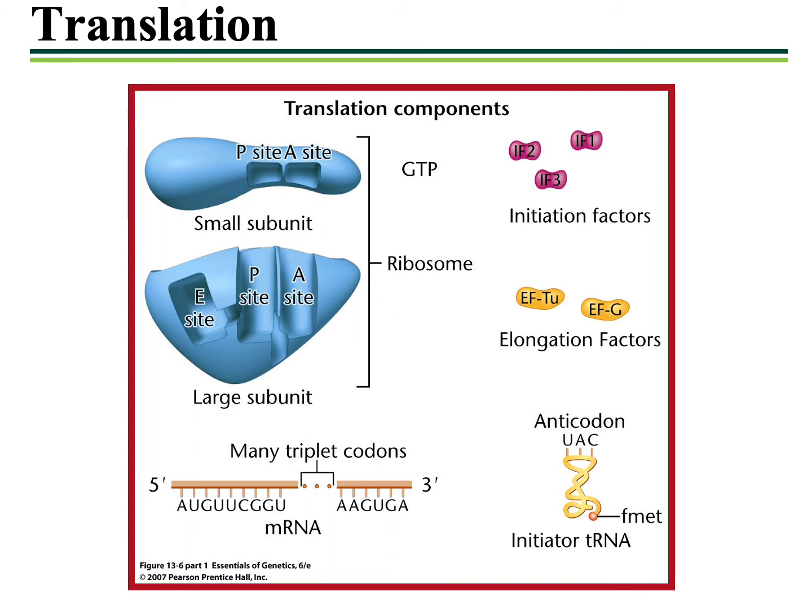The ribosome itself is made up of two distinct subunits, one referred to as the small subunit and one referred to as the large subunit. In this figure, you can see some additional components labeled as initiation factors and elongation factors. These I refer to collectively as translation factors, and they are additional proteins that help the protein synthesis process along.